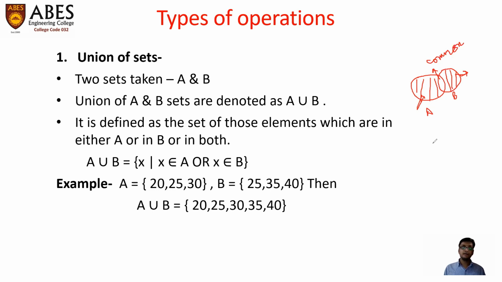Or the third condition is that it can be from both, means common elements. So it can also cover the common area, means the common part. So this is the Venn diagram representation of the union operation.